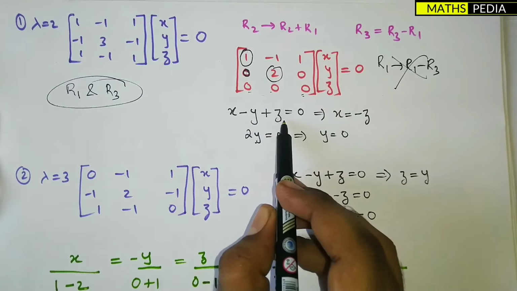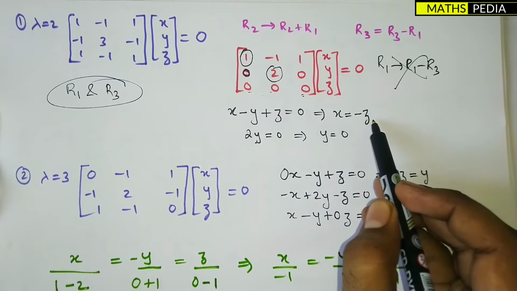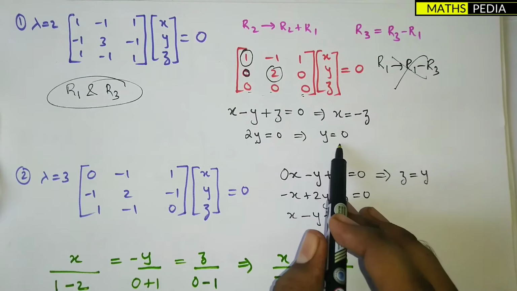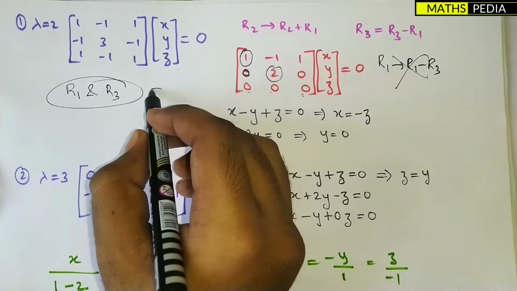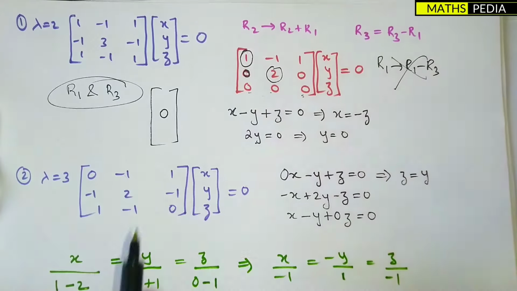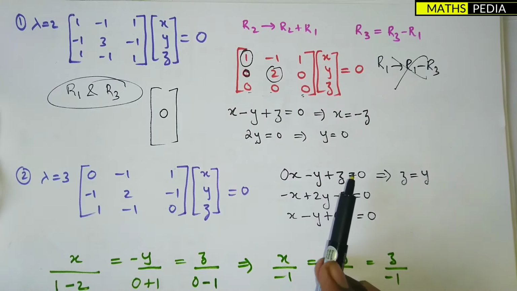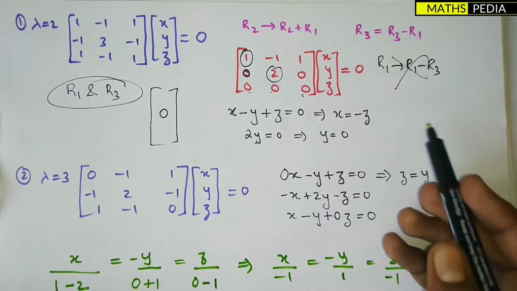So x minus y plus z is equal to 0. From this I'll get x equal to minus z, and from this I'll get y equal to 0. When I get y equal to 0, it basically means you have got the eigenvector's y value as 0. Here it is 0. x equal to minus z, simple.